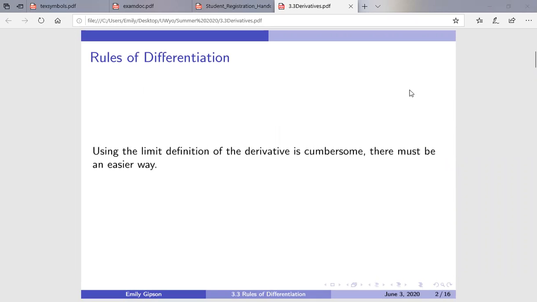So we come to this section because using the limit definition of the derivative is pretty cumbersome. It takes a lot of time. It takes a lot of mental effort. Maybe you have to use the conjugate. Maybe you have to do fractions and all that sort of stuff. And it can just leave a lot of room for algebra mistakes and a bunch of stuff that we don't want to deal with. So there's got to be an easier way, right?